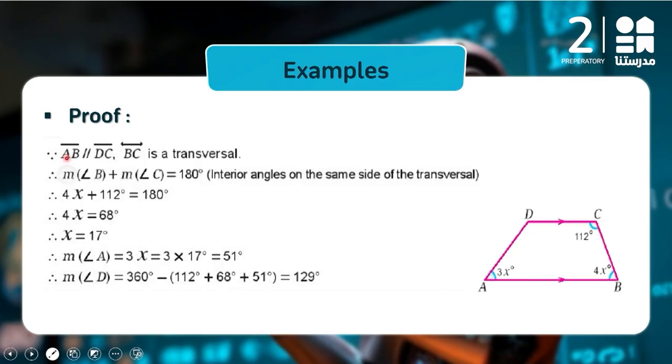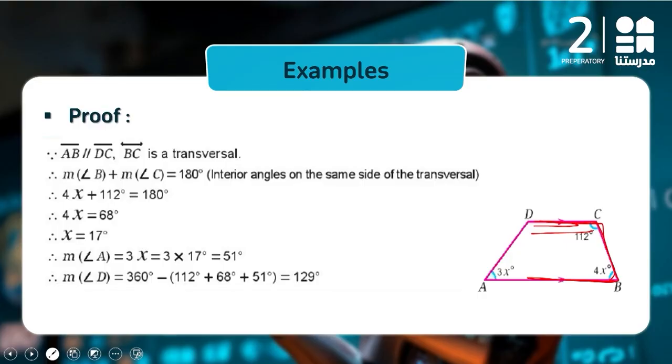So, since AB is parallel to DC, and BC is a transversal, we can say that the measure of angle B plus the measure of angle C equals 180 degrees. Why? Because they are interior angles on the same side of the transversal and make a U shape. So we can say that 4x plus 112 degrees equals 180 degrees.